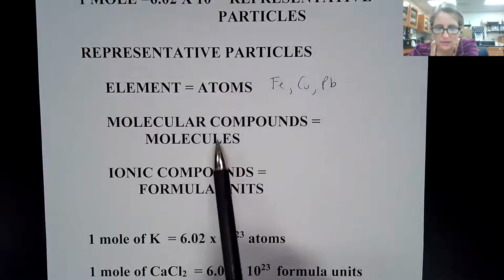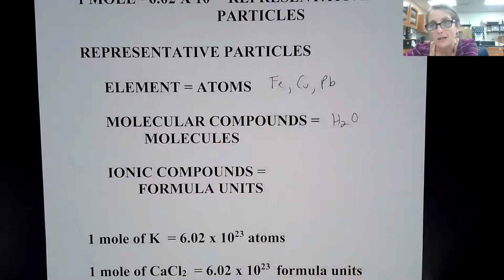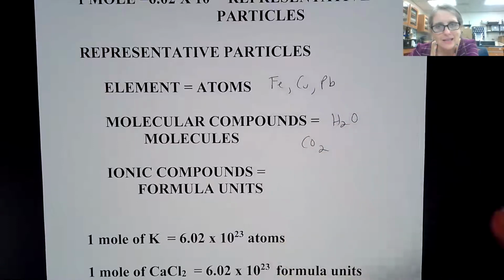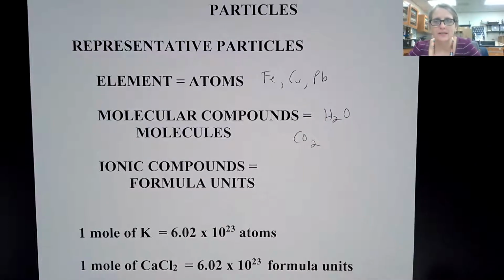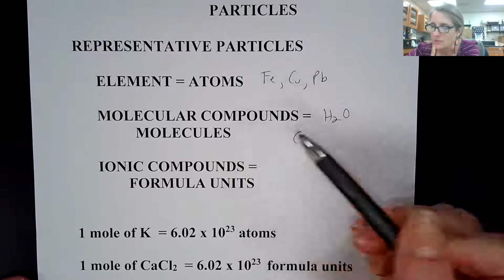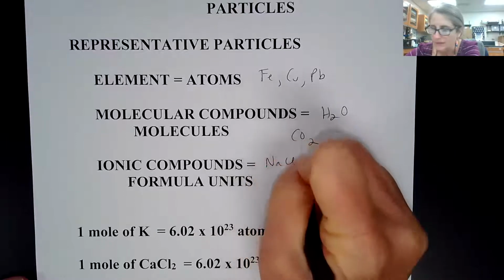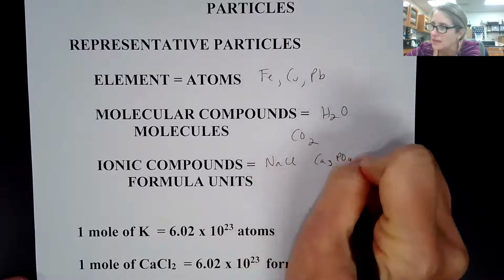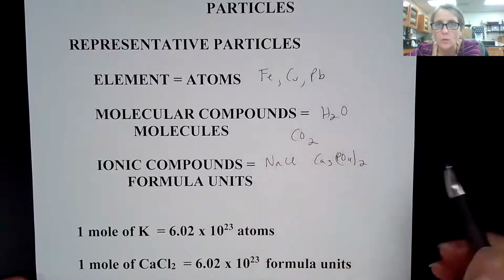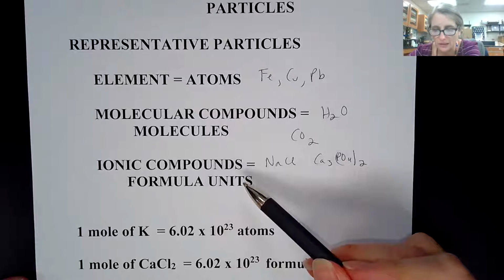We're going to call them molecules. And again, for this purpose, water is considered a molecule. Carbon dioxide is considered a molecule. Again, that distinction is not going to be that critical for you right now, the difference between molecular compounds and ionics, but there is a difference. Ionic compounds is really where we're going to focus most of our energy in this course. So sodium chloride, calcium phosphate, anything that we've been writing formulas for, those are ionic compounds. And these are going to be called formula units.